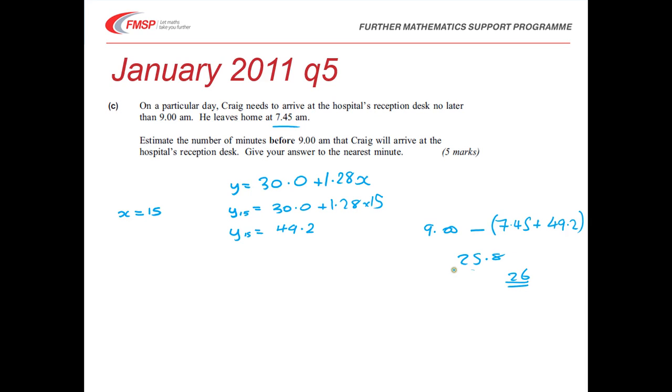So that's worth 5 marks. So where are your marks? Well, you get 1 mark for recognising that x has to be 15. You get a method mark for substituting it into your model. We get an accuracy mark for working out what the model should predict. We then get a method mark for trying to work out what the model suggests in terms of what time you get there before 9 o'clock, and then 1 mark for your final correct answer.